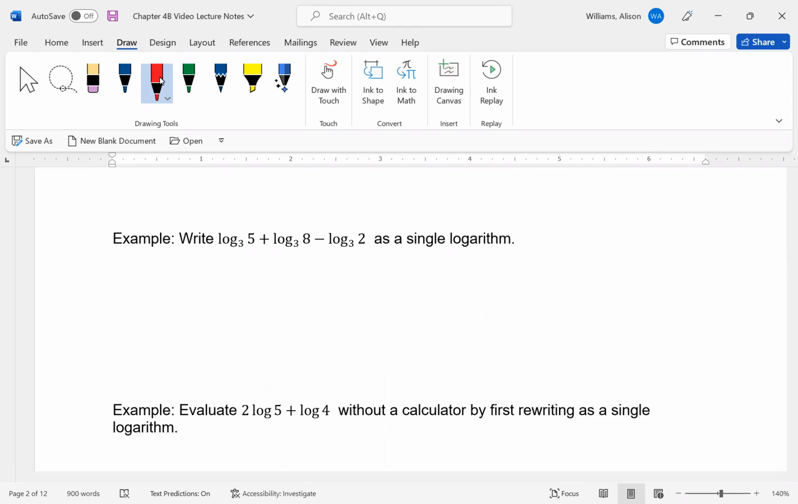So first thing we're going to do is write this series of logs as a single logarithm. We can do that because they're all log base 3. So we're going to combine the two new properties, the sum property and the difference property. So let's start with the sum property. So log base 3. Since it's an addition, it's really going to become 5 times 8, which is 40.